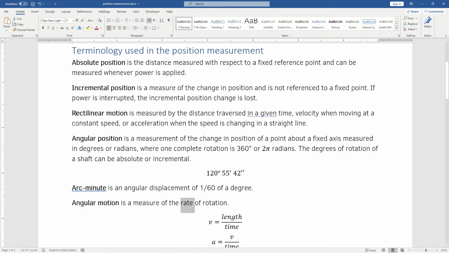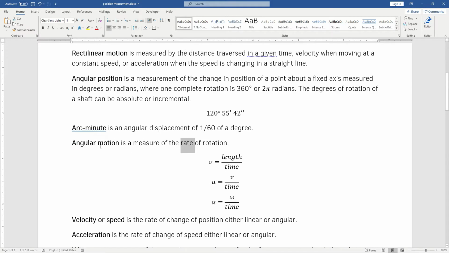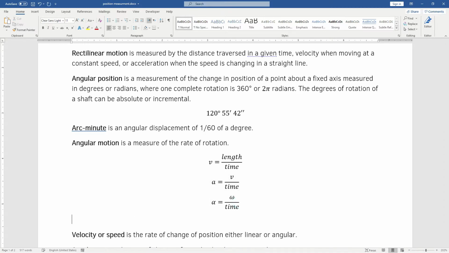Now return back here. If I say rectilinear motion, that means in straight lines. Either measure the speed or distance, change over time. The same thing with angular motion, it is also either measuring the distance or the speed, change over time. But this one is angle, and this one is what? Linear. So if I say velocity, length over time, or acceleration, it is v over time. This one is linear. Angular acceleration is omega over time. Omega here is the angular speed. So also angular speed, I can say also it is what?